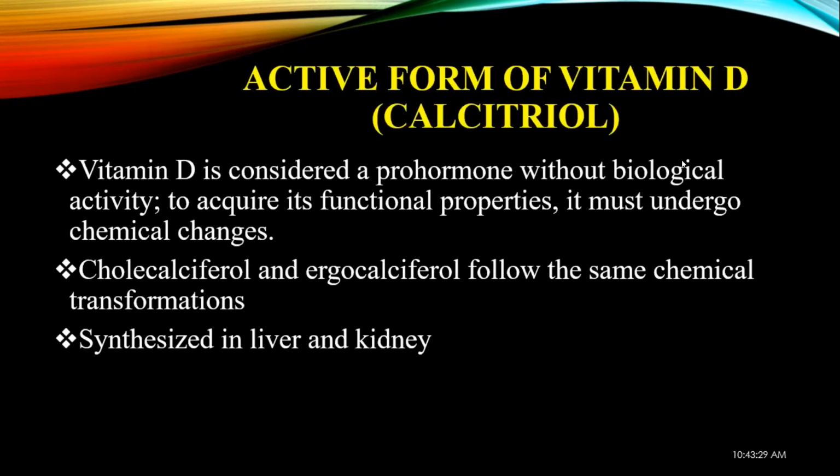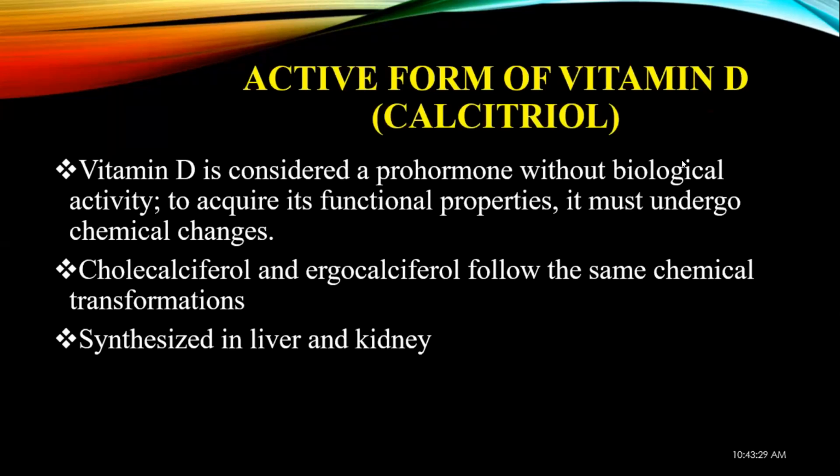and this cholecalciferol should be converted to the active form, which is called calcitriol. And the conversion of this cholecalciferol to the active vitamin D, that is calcitriol, takes place in the liver and kidney. So vitamin D is considered a pro-hormone. Without biological activity, to acquire its functional properties, it must undergo chemical change. So cholecalciferol and ergocalciferol also follow the same chemical transformations to form calcitriol, which takes place in the liver and kidney.